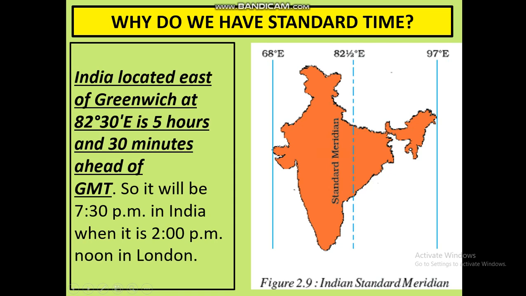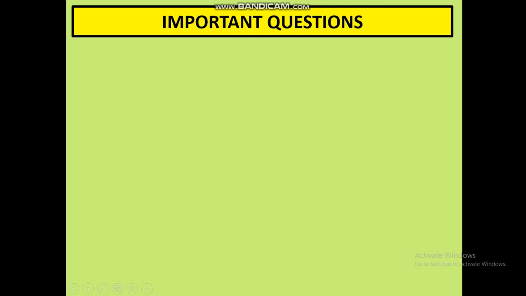India is located east of Greenwich at 82 degree 30 east, and we are 5 hours and 30 minutes ahead of GMT, that is Greenwich Mean Time. So when it is 7:30 p.m. in India, it will be 2 p.m. noon in London. So the sun will rise earlier in our country and the sun will rise later in the western countries, meaning Britain and America.